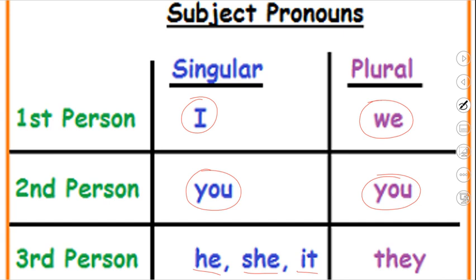Okay. Singular third person: he, she, and it. All of those three will change to they. So if you have a boy, a girl, and a cat, you're going to call them they. So the pronoun for he, she, it as a plural becomes they.